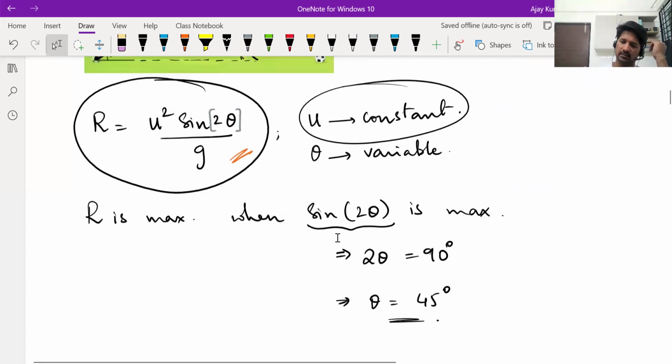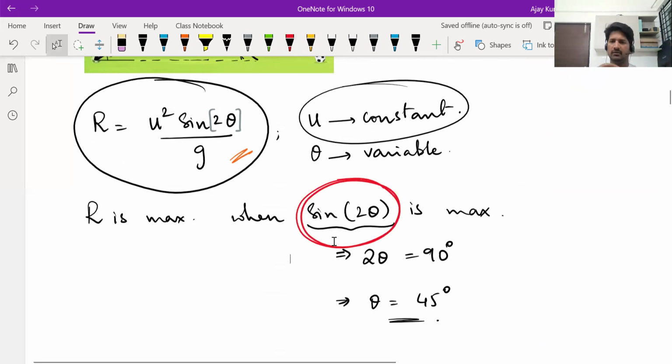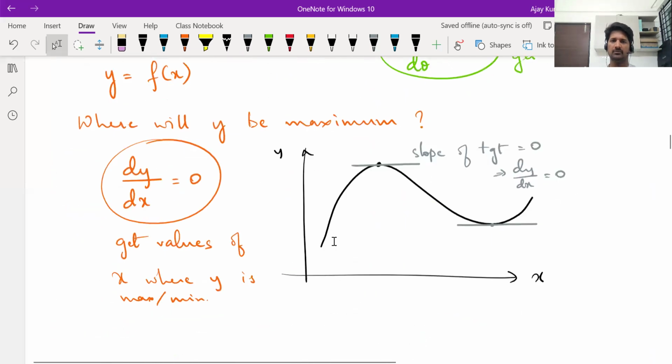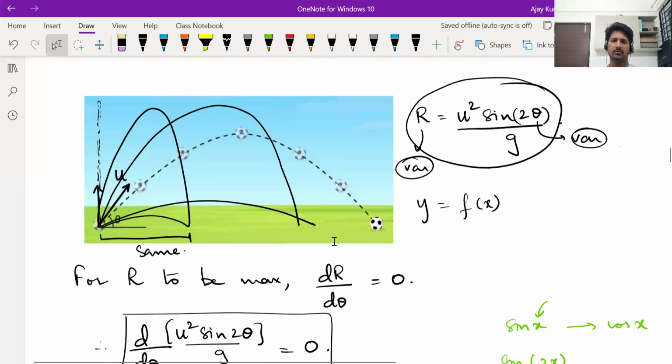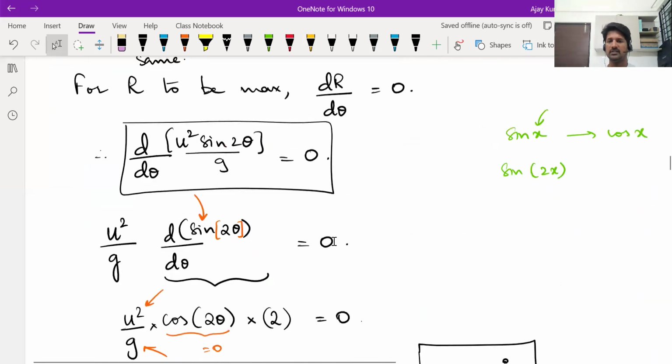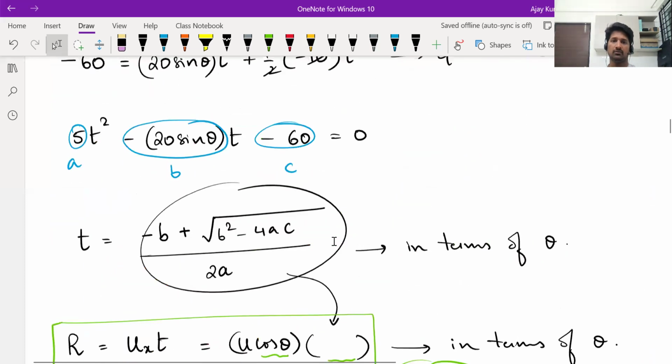One is by thinking when the sine function will be maximum. Since we already know that, we got 2 theta equals 90, theta is 45 degrees. Another way we proved it is by using calculus. We differentiated the range function, equated it to 0, and we saw that theta should be 45 degrees. So for range to be maximum, theta has to be 45 degrees, but that is for a ground to ground projectile. What if it is ground to some other point?